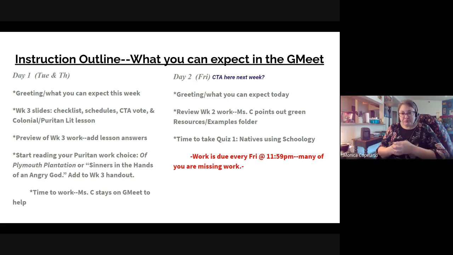So for day 2, this is what I'll be covering. Since you folks don't have day 2 this week, you can either sign into the Google Meet during this time for day 2, or you can watch the video. What I'll go over for day 2 is I'm going to review the week 2 work. I'm going to point out the green resources examples folder where you can get the answers. And then I'm going to prompt people to take quiz 1.